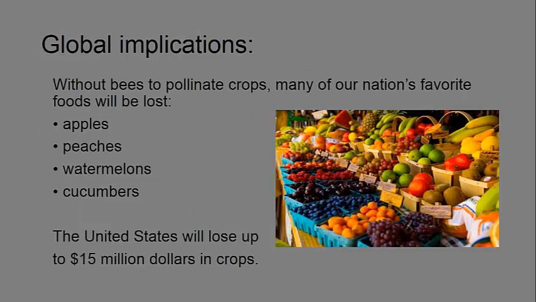Unfortunately, bees are disappearing all across the country. This problem has global implications that will devastate portions of our ecosystem. Without bees to pollinate crops, many of our nation's favorite foods will be lost: apples, peaches, watermelons, cucumbers, and more. The United States will lose up to $15 million in crops.